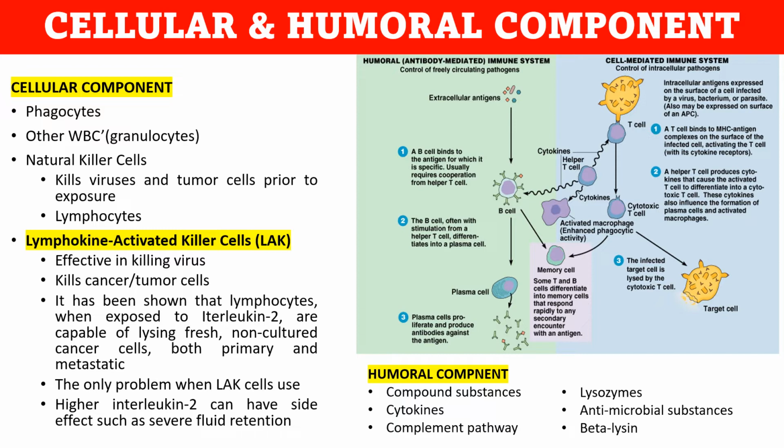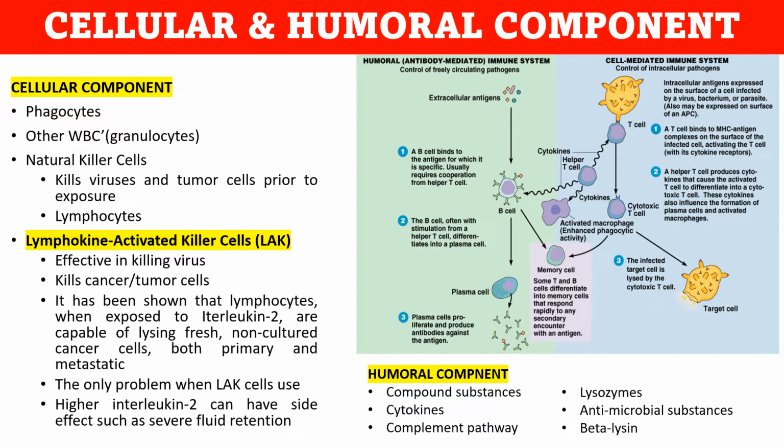Humoral immune system versus cell-mediated immune system. In the humoral immune system, a B cell binds to the antigen for which it is specific, usually requiring cooperation from the helper T cell. The B cell, often with stimulation from the helper T cell, differentiates into the plasma cell, and then the plasma cell proliferates and produces antibodies against the antigen.